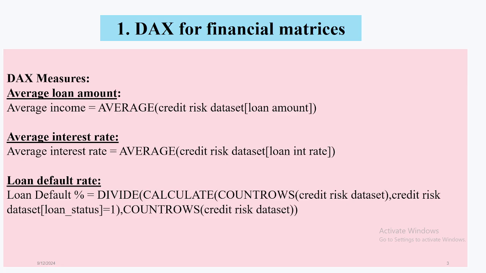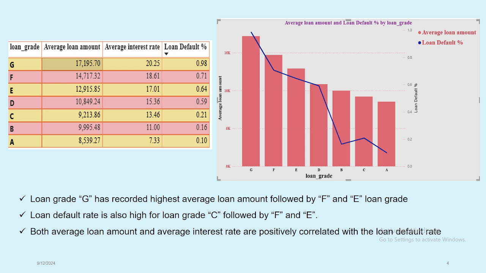And for the average, I take the average of the loan amount column in the credit risk dataset, and similarly for the loan interest rate. The results I got are loan grade, average loan amount, average interest rate, and the loan default rate. Here you can see that as the average loan amount increases, the average interest rate also increases, and the loan default rate also increases. It means there is a positive relationship, or correlation, between the average loan amount and the loan default rate, and between the average interest rate and the loan default rate.